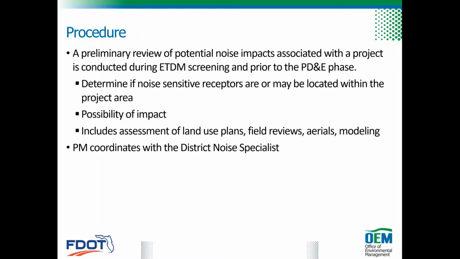A preliminary review of potential noise impacts associated with a project is conducted during ETDM screening and prior to the PD&E phase. This is to determine if noise-sensitive receptors are located within the project area and the possibility of impact, and it includes the assessment of land use plans, field reviews, aerials, and modeling. Importantly, again, the PM coordinates with the district noise specialist, aka Doug.